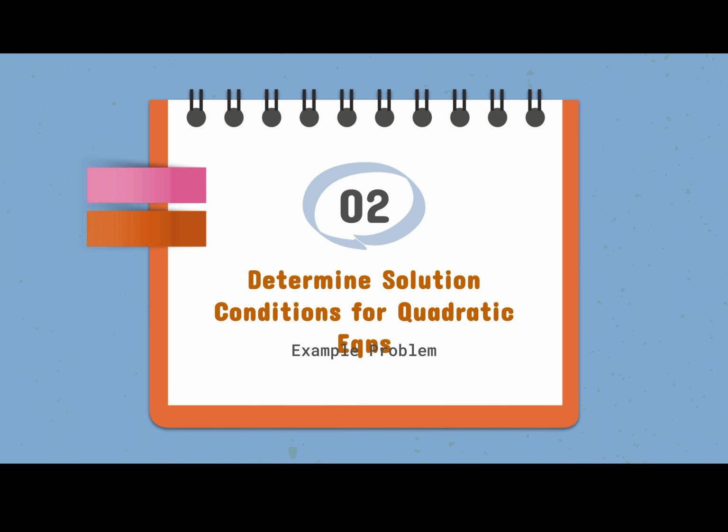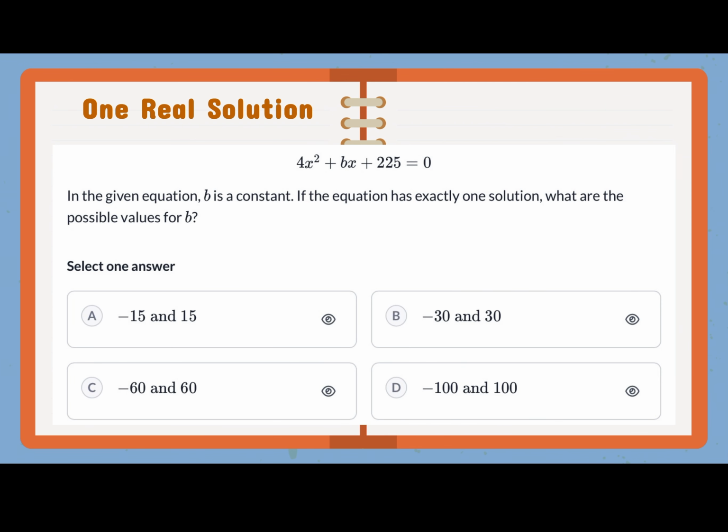Okay, for our second subtopic, we have determine solution conditions for quadratic equations. We have one real solution here, and we have b that is a constant. And this equation has exactly one solution. So what are the possible values for b?